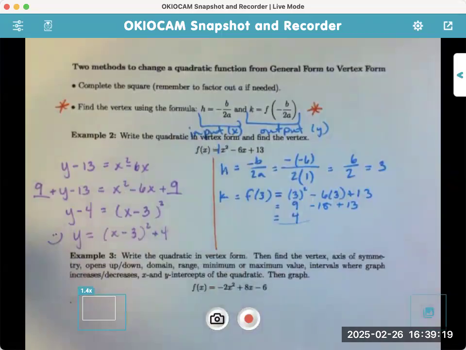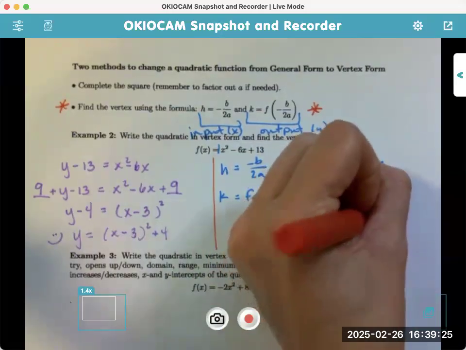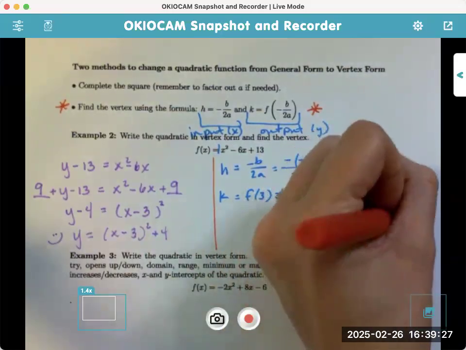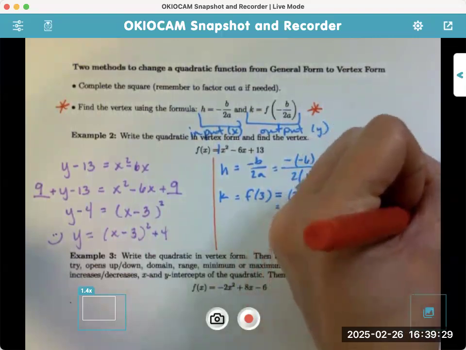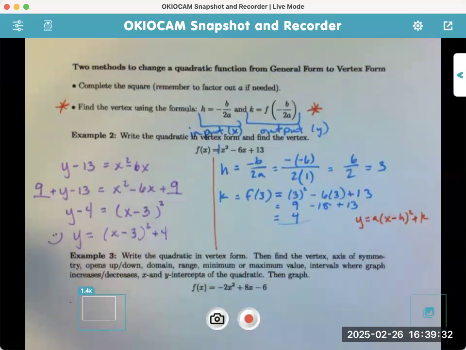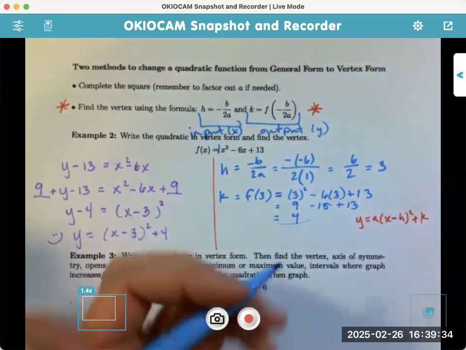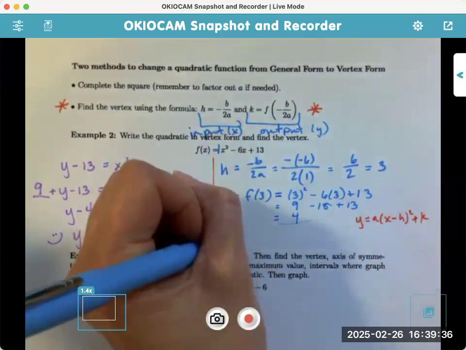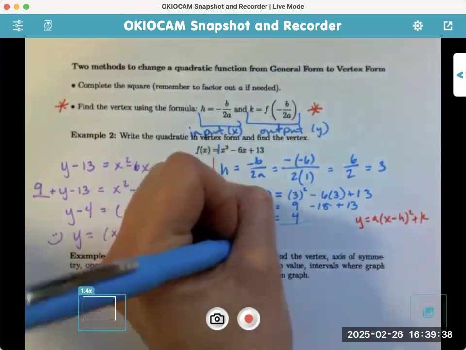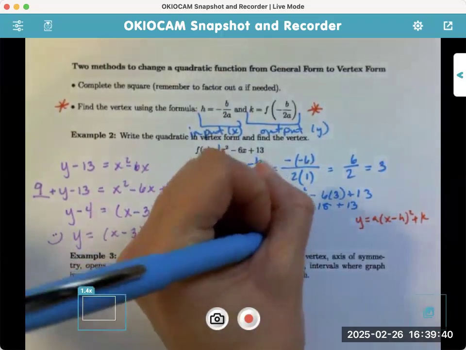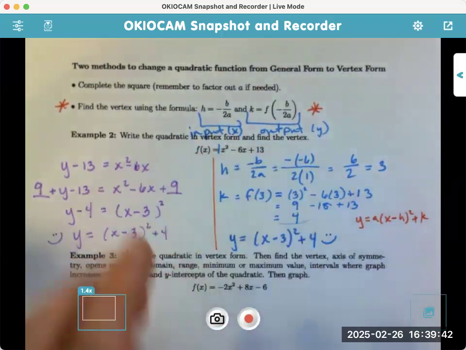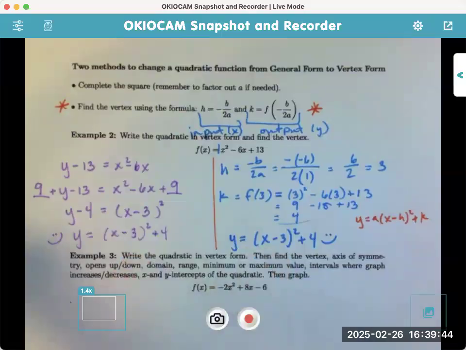So going back, we know the vertex form is y equals a times x minus h quantity squared plus k. You just throw in h and k respectively. So y equals x minus 3 squared plus 4. Ta-da! So either way, pick your poison.